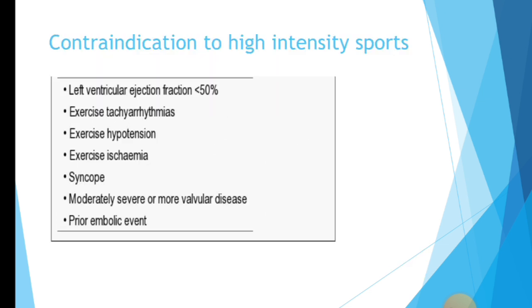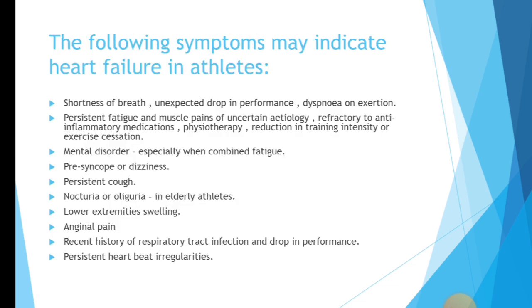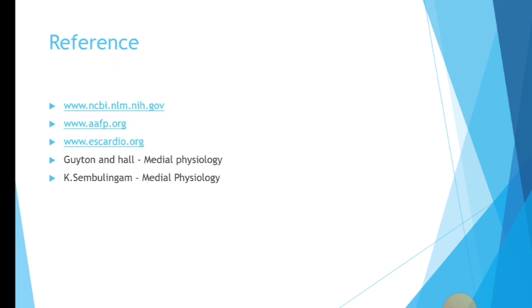The contraindications to high intensity sports are left ventricular ejection fraction less than 50%, tachyarrhythmias, hypotension, exercise ischemia, syncope, valvular disease, or prior embolic event. These symptoms may indicate heart failure: shortness of breath, an unexpected drop in performance, dyspnea, persistent fatigue, mental disorder, dizziness, persistent cough, then nocturia, lower extremity swelling, anginal pain, any recent respiratory tract infection, or heartbeat irregularities.